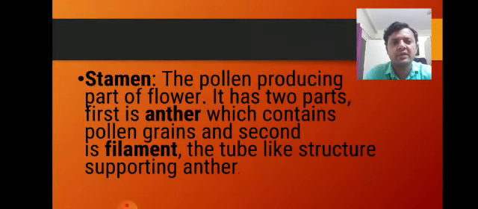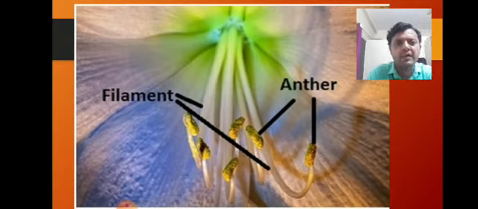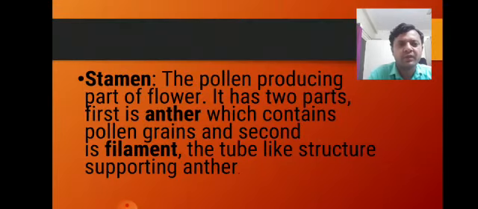Now see the diagram first once again. Look at it. Filament, anther. Anther is like, we can say, grains. It contains grains. Okay, and filament is a tube-like structure. Let us reverse the definition. The pollen producing part of flower, it has two parts. First is anther, which contains pollen grains, and second is filament, which is a tube-like structure supporting the anther.